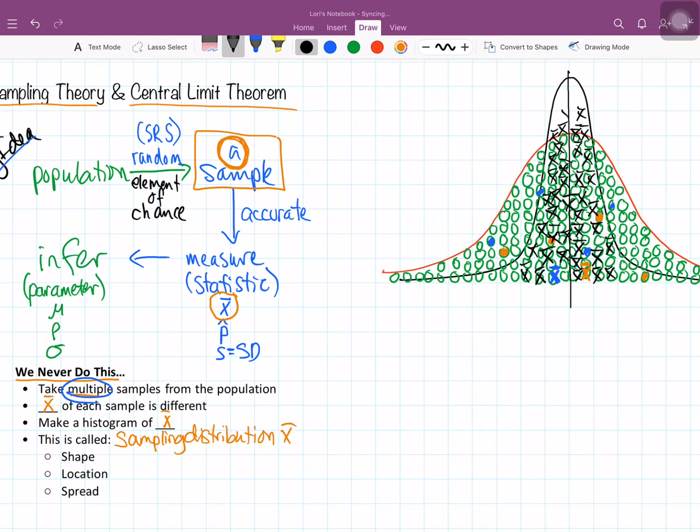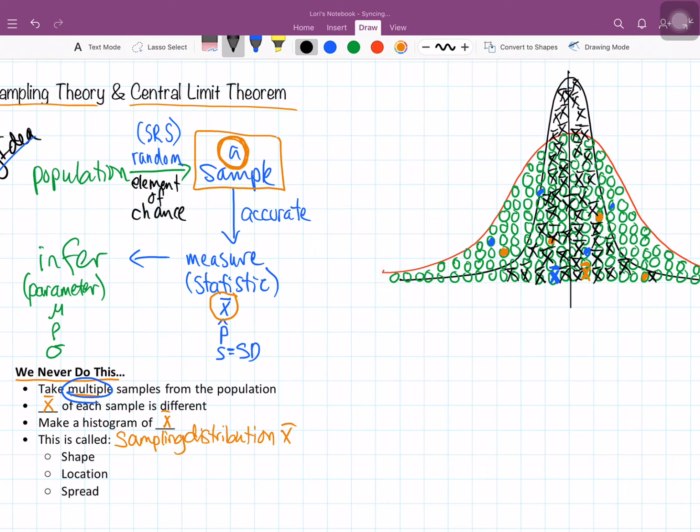So I'm just sampling over and over again, and I'm getting lots and lots of x bars. I get one there, I get one here, maybe I get one there. Maybe I get one way out there. Every once in a while you get one that's kind of far away. So if I just randomly pick 4 people out of that population, I'm going to get all kinds of means for all of those samples.